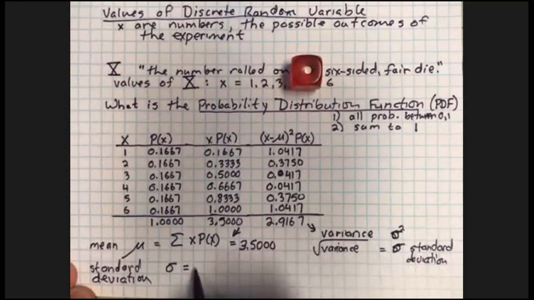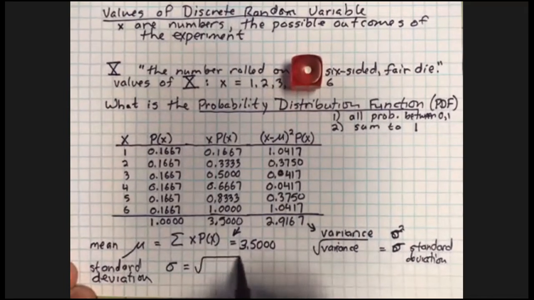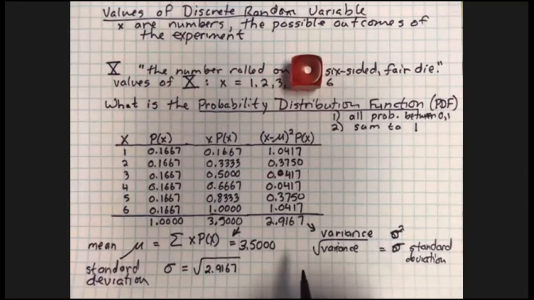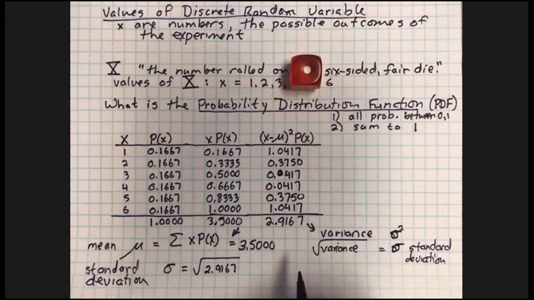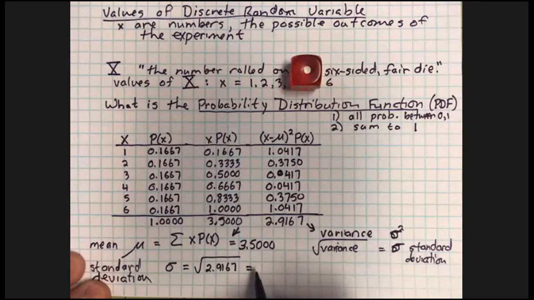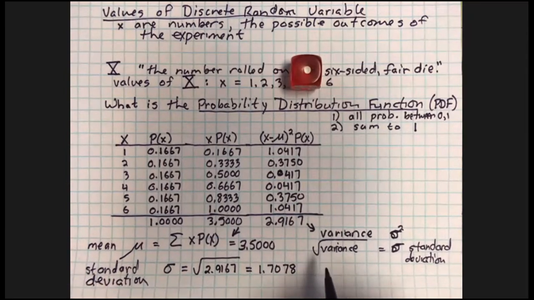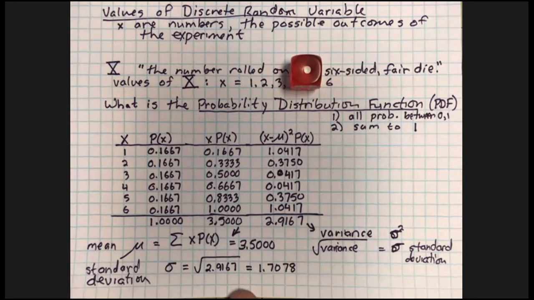So I take the square root of the variance, square root of this number 2.9167. And what I get is approximately 1.7078. Now, we could talk about how many digits is appropriate for me to write down, but I'm not going to get in trouble if I write down 4 digits.